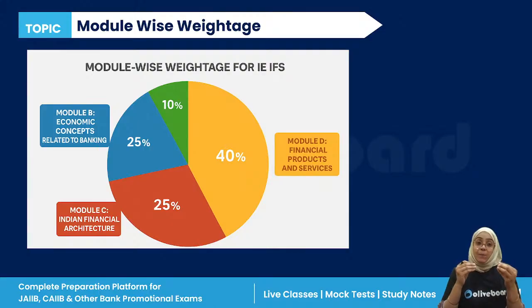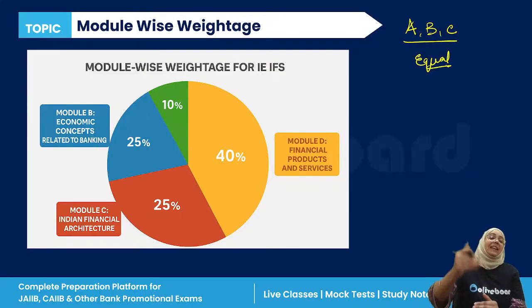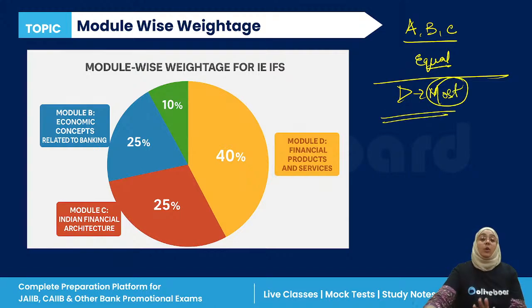The rest, modules A, B and C, have equal weightage, right? Sometimes C is more asked, sometimes B is more asked, sometimes A is more asked, right? But in all, D is the most asked module, so you will be expecting maximum questions from module D.